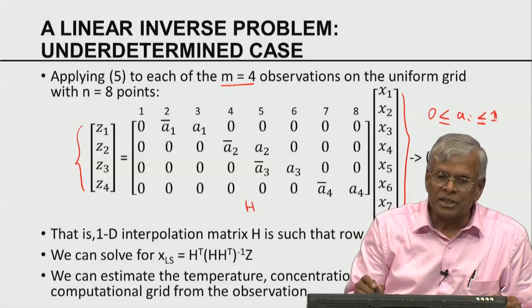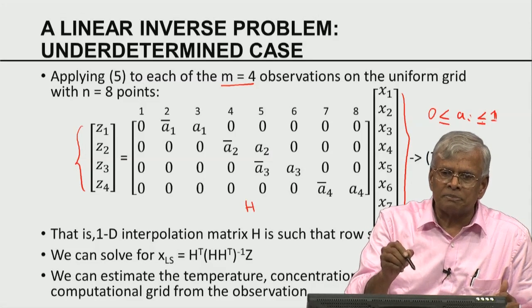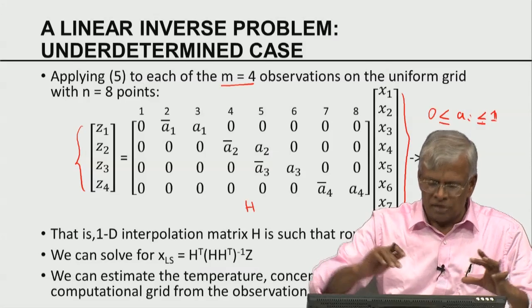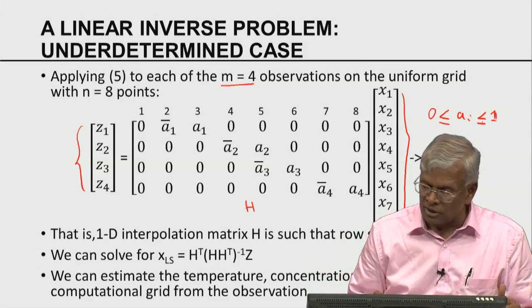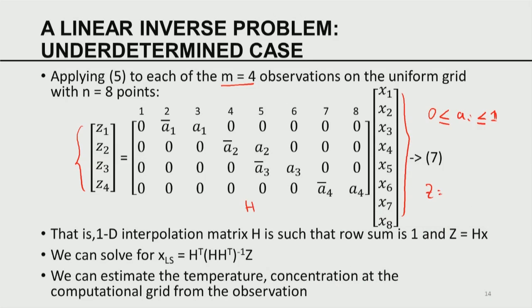So by the simple concept of constancy of the slope, we have been able to derive this relation z is equal to h of x. Please remember, we have now converted the problem of spatial interpolation to a linear least square problem. The h has 4 rows and 8 columns. H is such that the row sum is equal to 1. I can solve the problem z is equal to h of x by the least square solution which we have already obtained. Now we can estimate the temperature concentration on the computational grid.